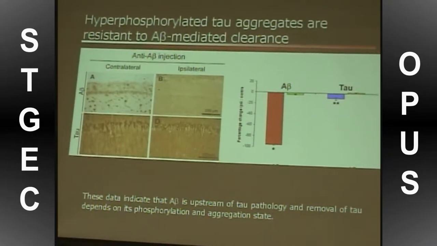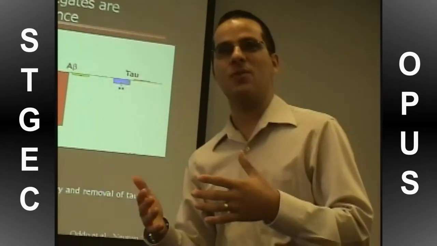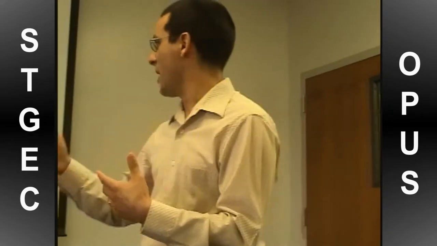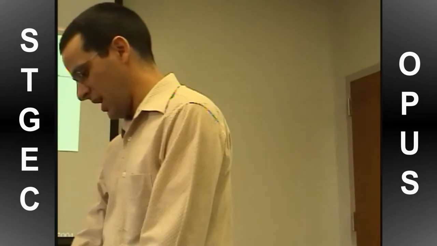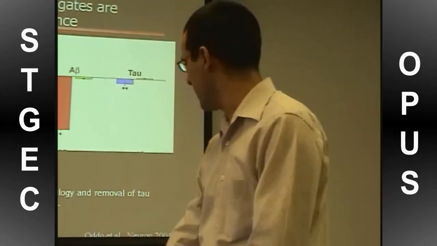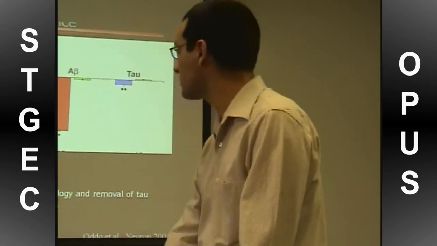People had made an inducible tau transgenic animal model where they can turn off the expression of the transgene, and the tau deposits were cleared from the brain. However, if they waited long enough that the tau deposit became phosphorylated and aggregated, they would turn off the transgene expression and this tau deposit was not removed. Basically reaching a similar conclusion with our data.